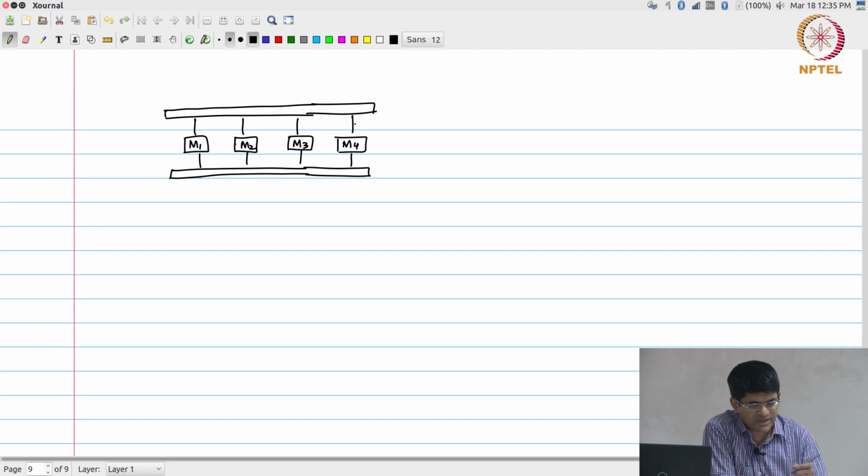Now, what I could have is, I can think of a situation where let us say M1 is talking to M2 and at the same time M3 is talking to M4. Both communications can go on at the same time because they are happening on different buses.